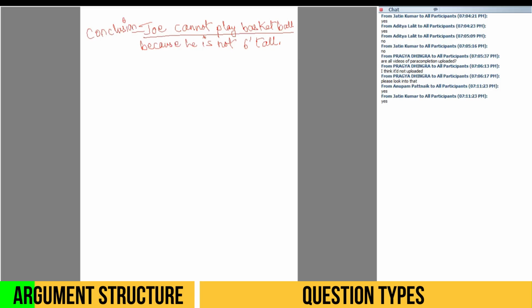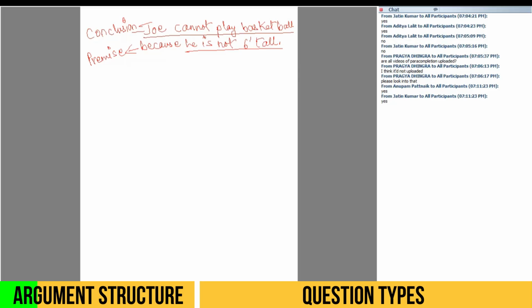Now, my conclusion is based on a reason. The reason is that he is not 6 feet tall. Because this reason is stated, in critical reasoning terminology it is called a premise. That means it is a reason that is stated. However, there is another reason why I'm concluding that Joe cannot play basketball, even though I am not telling you anything about it.